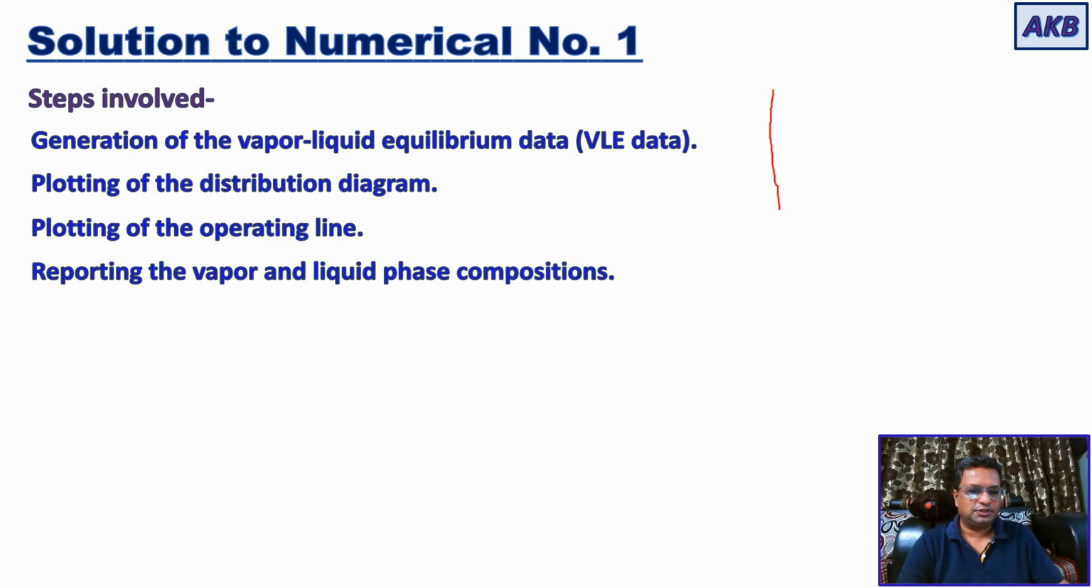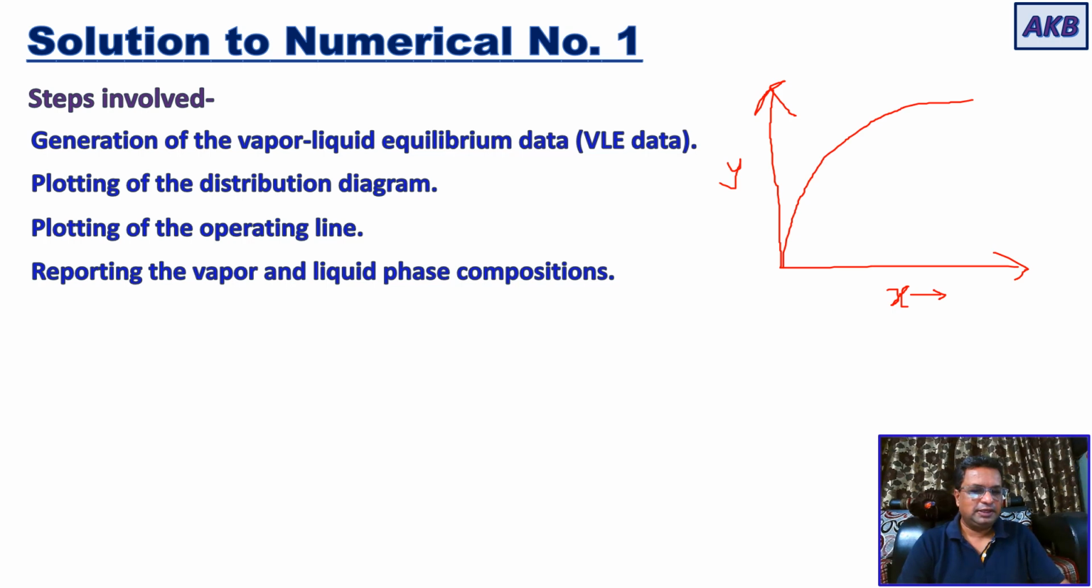So after generating XY data, we are going to plot the data. How are you going to plot it? On the y-axis, you'll plot Y, the mole fraction of n-heptane in the vapor phase, and on the x-axis X, the mole fraction of n-heptane in the liquid solution. So these are equilibrium values, and you'll get a curve like this. This is the distribution curve.